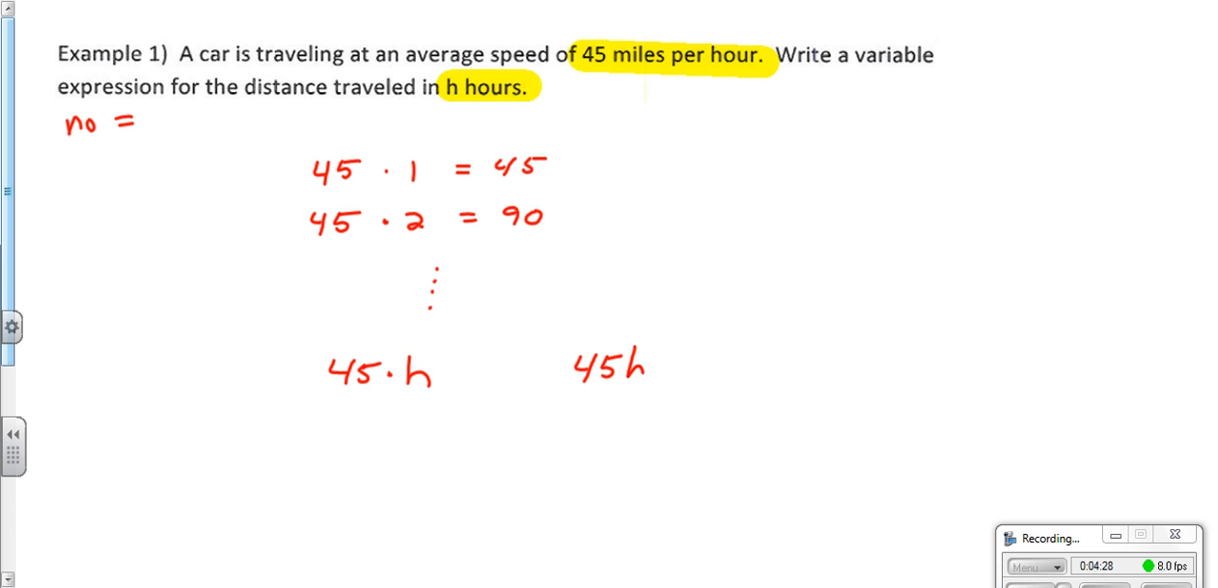You don't have to write this multiplication symbol. Now notice I did have equal signs here, but this is a calculation that I was doing to make sure I understood what the process was. Down here notice there are no equal signs. It's just the expression.